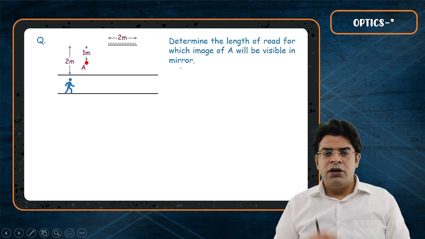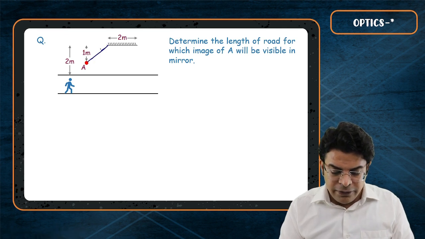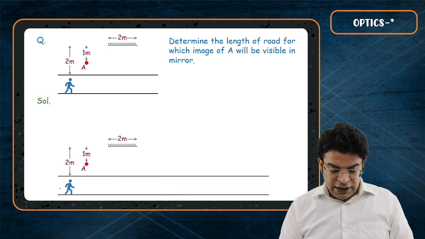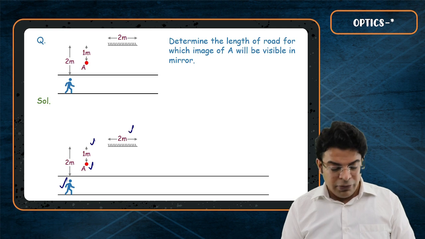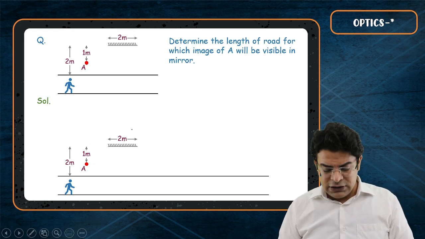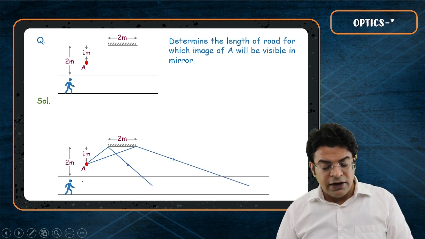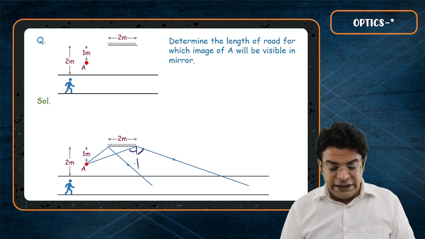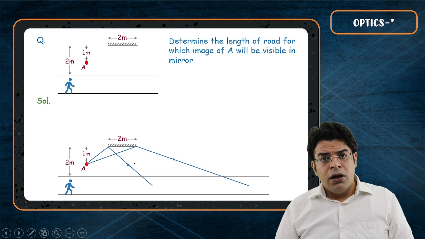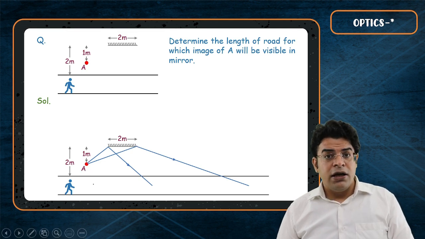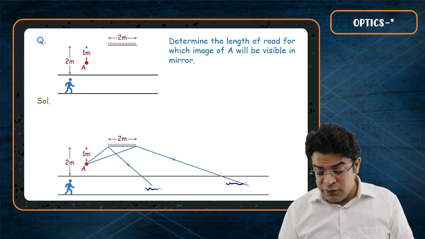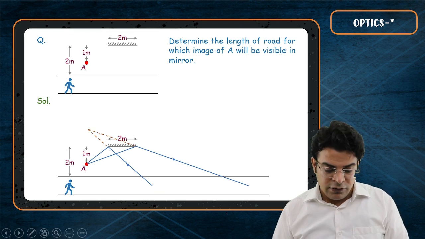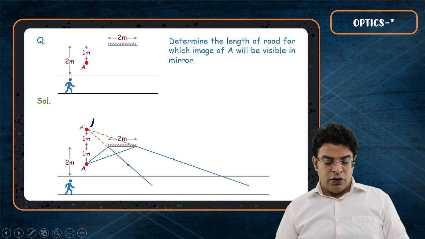So how to solve? Think of the two extreme rays coming out of A, hitting the mirror and getting reflected from the mirror. So visualize the person, the object, its distance, the mirror length. Now think of two extreme rays coming out of A, hitting the mirror and getting reflected. We know that the angle of incidence will be same as the angle of reflection for each ray. The image of A will appear at the point of intersection of the reflected rays. Now these two reflected rays do not intersect, but their extension will. So let's say this is the point of image.